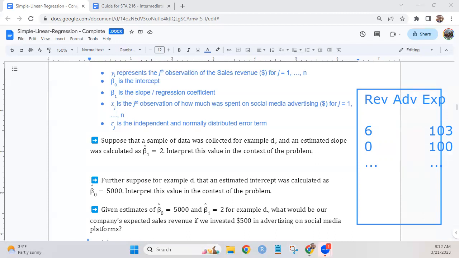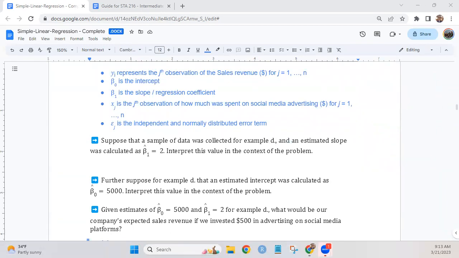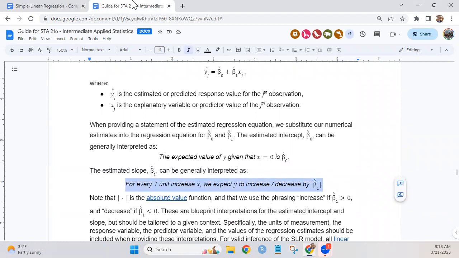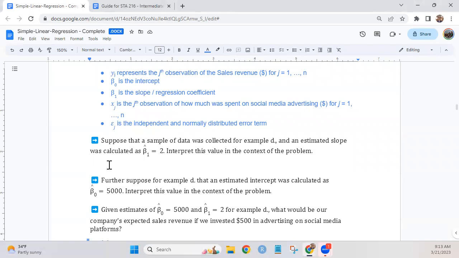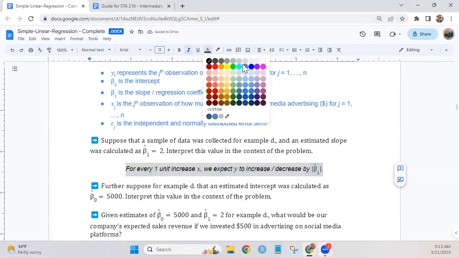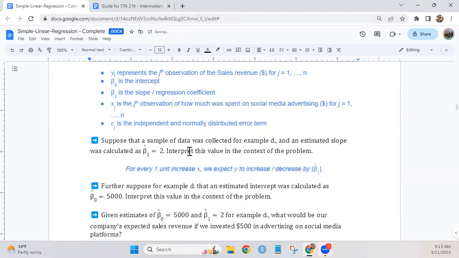We use calculus or just software to get estimates of the betas based on this data set that we have. And then we find that the estimated slope is 2. Okay. So I give a blueprint interpretation here. So we can copy that. Again, I would suggest doing that. Paste this here. And so, yeah, very generally, we have for every 1 unit increase in x, we expect y to increase or decrease by this amount. So let's see how we would update this for any problem.